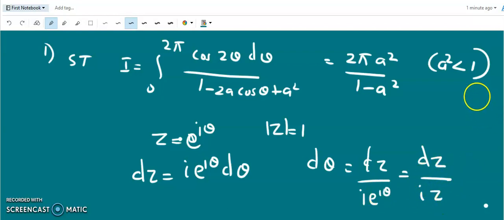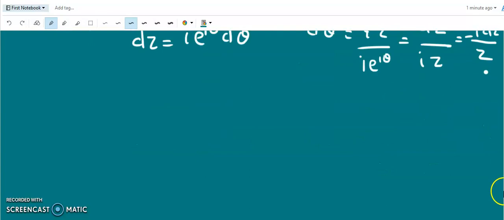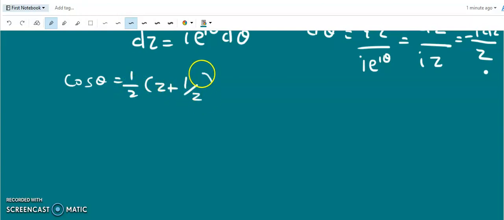1 over i is minus i, so minus i dz by z. So we have to replace d theta by minus i dz by z, and cos theta and sin theta in terms of z and 1 over z. So we know that cos theta is equal to 1 by 2 into z plus 1 by z.